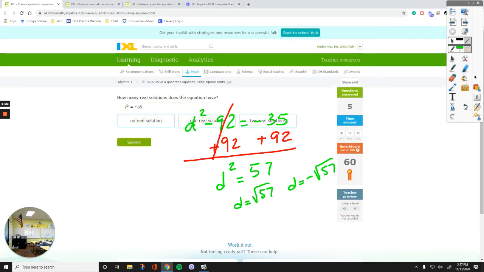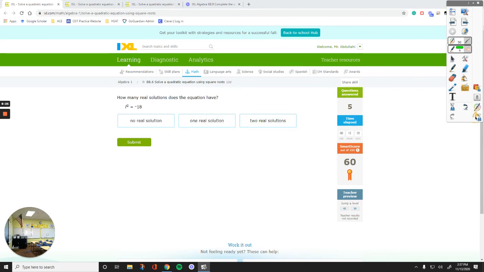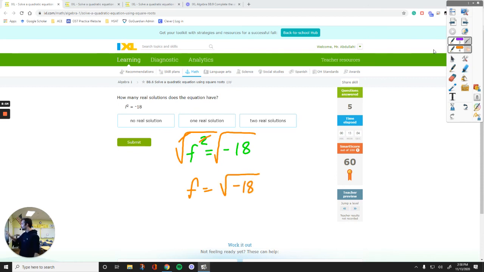Okay, this is the part that I wanted to show you. For this part, how many real solutions does this equation have? Step 1, just rewrite it. Step 2, try to get the variable all by itself, which means you got to do this, right? So f equals square root of negative 18. If you have a negative underneath that square root symbol, that means there's no solution.